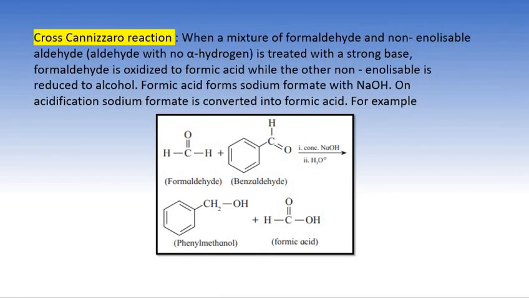If you see the cross Cannizzaro reaction, when a mixture of formaldehyde and a non-enolizable aldehyde with no alpha hydrogen is treated with a strong base, formaldehyde will be oxidized to formic acid, which will further convert into sodium formate with NaOH, and another alcohol will be formed which comes from benzaldehyde, and this is benzyl alcohol. So this is your cross Cannizzaro reaction.